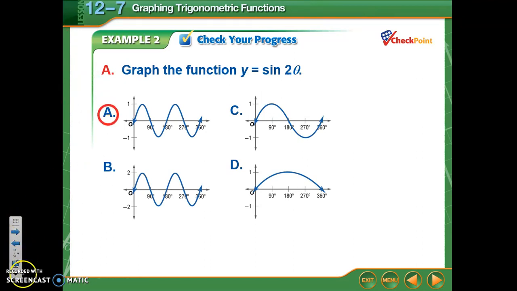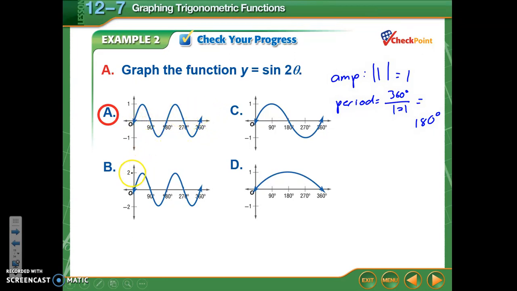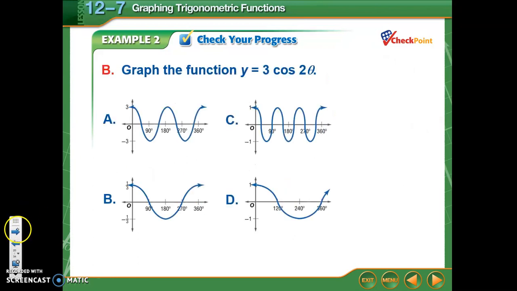All right, your answer here should be A. And so my amplitude is going to be 1. My period is 180 degrees, so I should do one full cycle of the sine graph in 180 degrees. So your answer here is A. Don't get it confused with B. In B, the height is 2, and my height needs to be 1 because that's my amplitude. All right, try this one.